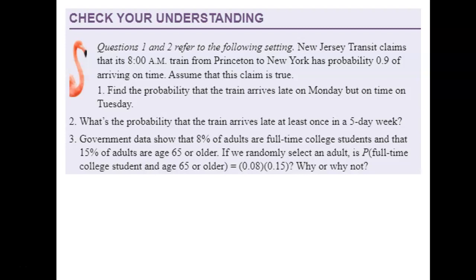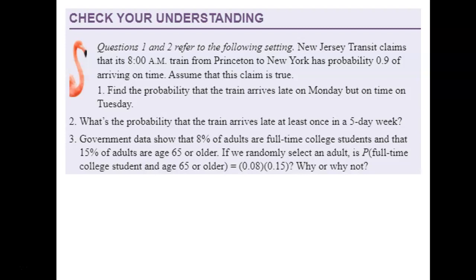If we randomly select the adult, what's the probability that they are a full-time college student and 65 or older? Is it equal to 0.08 times 0.15? Why or why not? So pause, try to write down some thoughts, and we'll give you the answers here next.